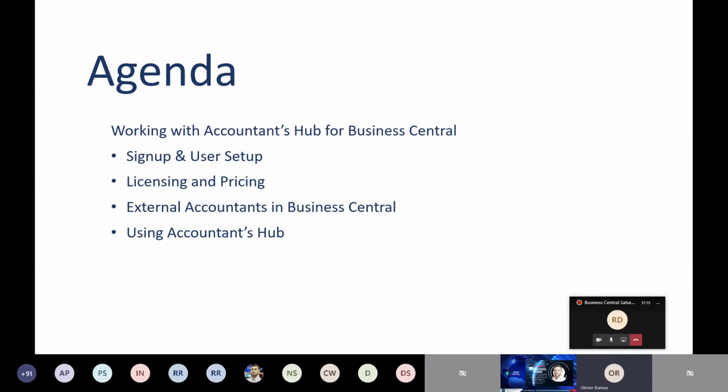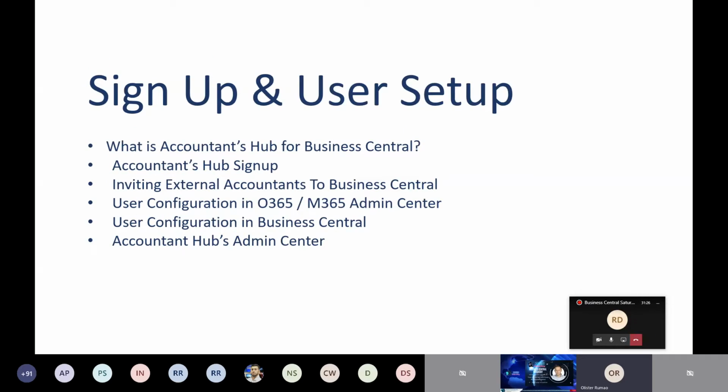First things will be sign up and user setup. Then we are going to talk about licensing and pricing, then external accounts in Business Central, and how to use Accountants Hub as an application. Inside sign up, we'll be seeing what Accountants Hub for Business Central is, how to sign up, how to invite other external users into Business Central, and what configurations are there from an O365 and M365 admin center point of view. Then we'll talk about what user configurations are there in terms of Business Central, and then we'll look into how we can also view Accountants Hub in the Business Central Admin Center.